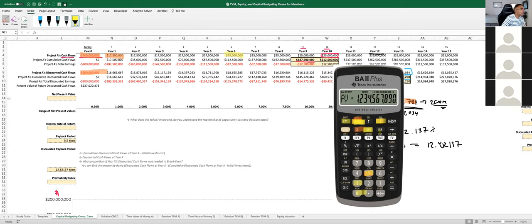I want you to tell me, what is our NPV? I need Georgia, Lean, Charnel, every single one of y'all to try. And if you don't get it, it's okay. I'm going to tell you exactly what you need to do to get it, so don't you worry. All right?